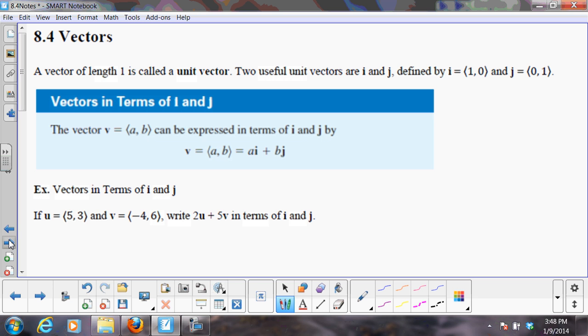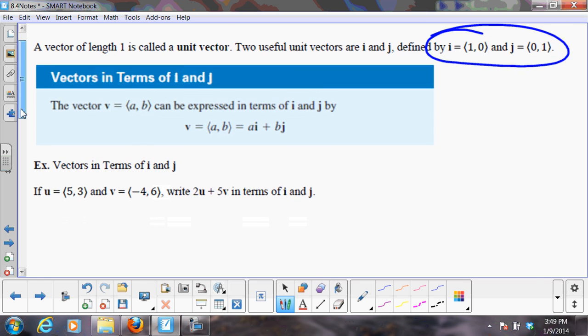A vector of a unit length of 1 is called a unit vector. These are 2 popular unit vectors, i's and j's. So instead of writing vectors in component form with those arrowheads, they can be written using i's and j's. And the question will say, write it in terms of i's and j's. So instead of writing them with the arrowheads, you just take out the arrowhead, stick an i in front of the first term, stick a j in front of the second term. And it's a plus sign, unless they're negative, then they're minus signs.